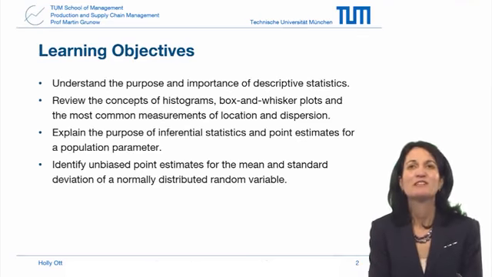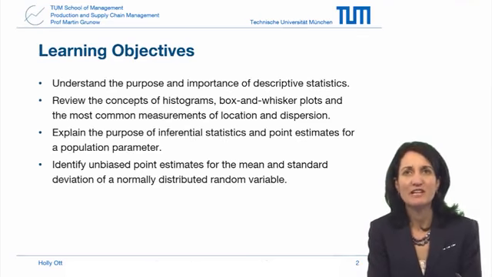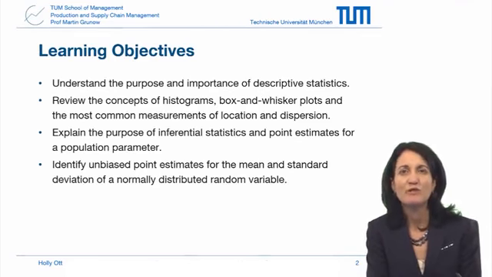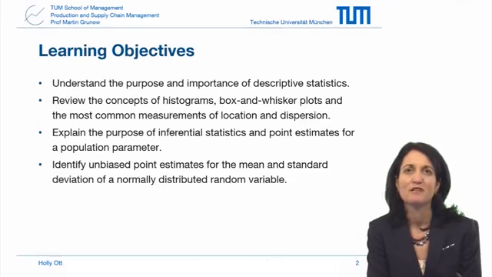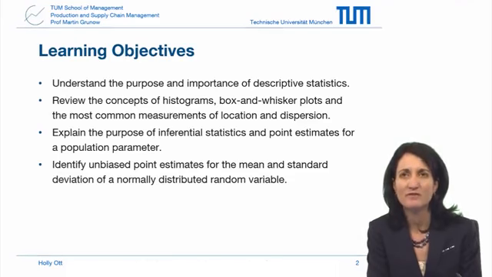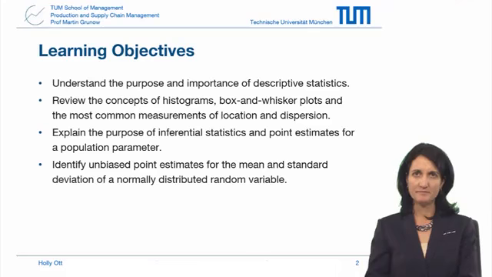The learning objectives for this lecture are to understand the purpose and importance of descriptive statistics, to review the concept of histograms, box and whisker plots, and the most common measurements of location and dispersion. We also want to explain the purpose of inferential statistics and point estimates for a population parameter, and to identify unbiased point estimates for the mean and standard deviation of a normally distributed random variable.